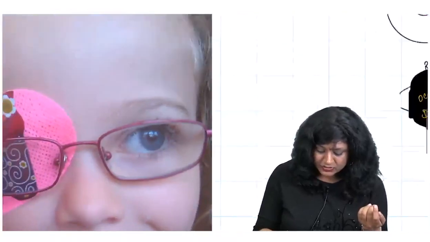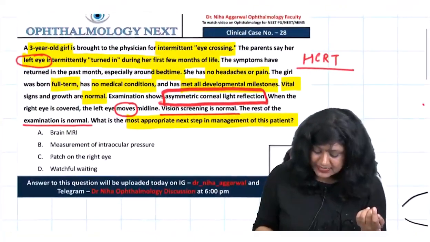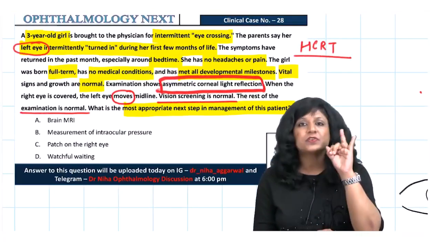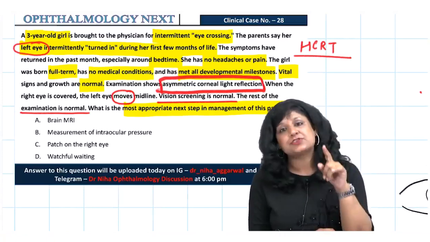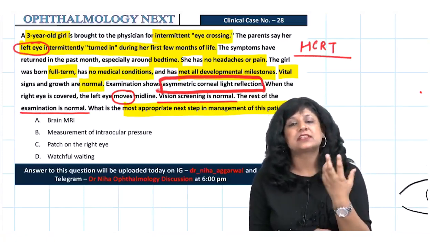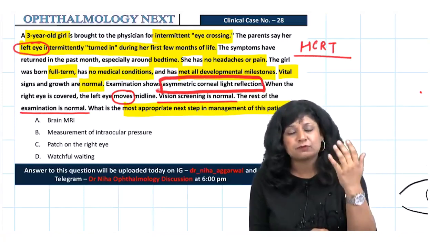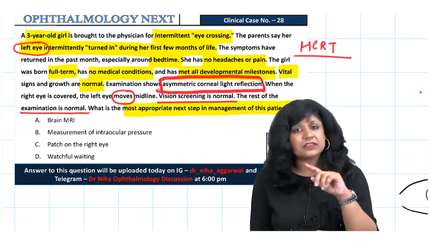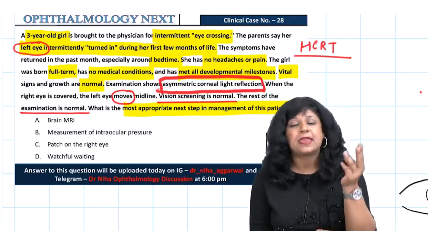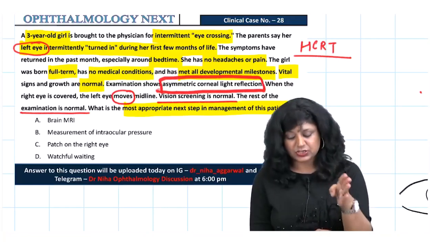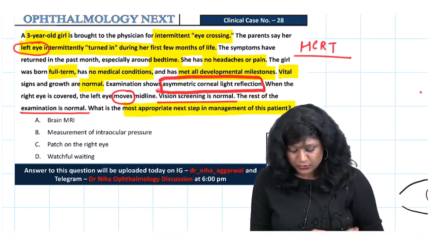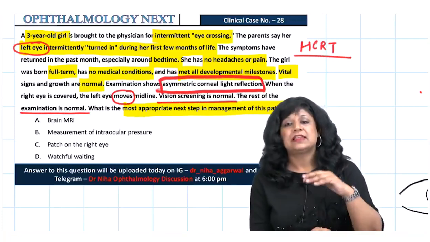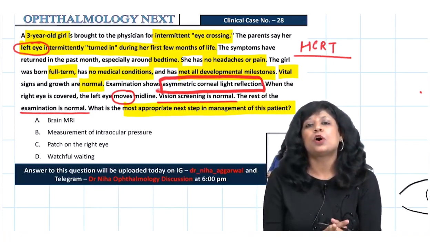Yes. So look at the question now, what they are telling you. They are saying that there is a previous history of intermittent eye crossing in the first few months. It was in the left eye and especially during the bedtime. These squints got aggravated when the patient is working for long hours or in dim light or near work, and otherwise there is no headache, there is no pain, baby is full term, no medical condition, no developmental delay, vitals are also normal. Visual screening is also normal, examination is also normal here.